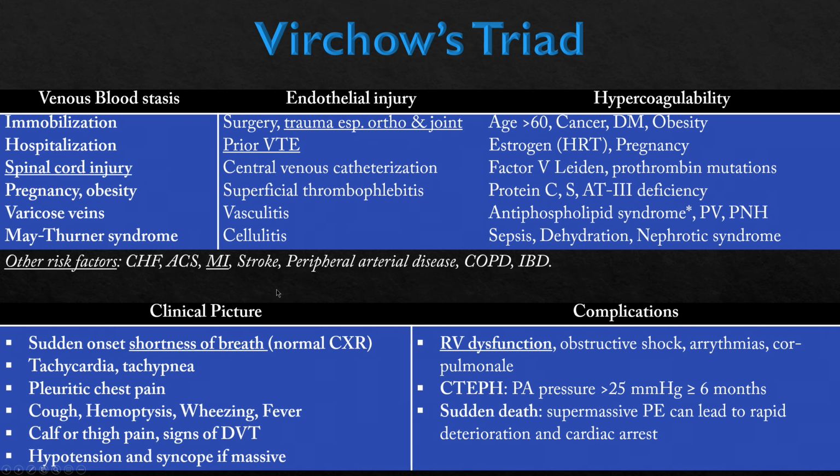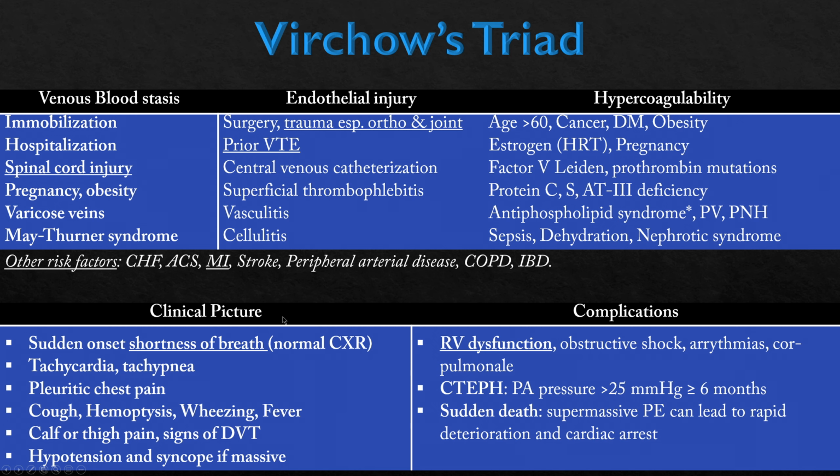The clinical picture. Now, none of these is specific or sensitive for the PE. The patient can present with shortness of breath, tachycardia, tachypnea, pleuritic chest pain. I mean, if we're lucky, we can see some cough, hemoptysis, wheezing, that at least will tell us that the problem is in the lung. A PE can present with fever, any sign or symptom of DVT, hypotension, and syncope if it's massive or supermassive in size.